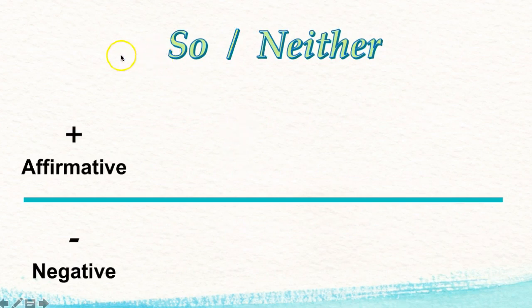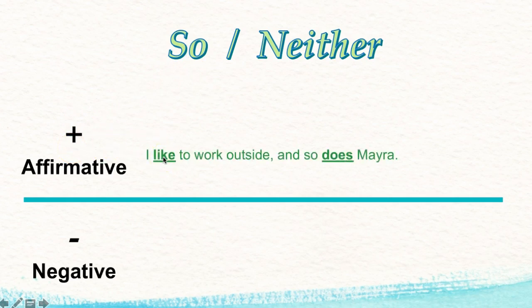So we use too for positive sentences, and we also use so for positive sentences. For example, I like to work outside, and so does Myra. These are both positive, and this means I like to work outside, and Myra likes to work outside. We both like to work outside.